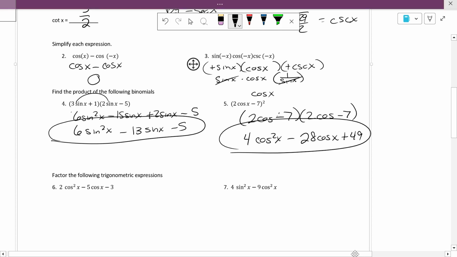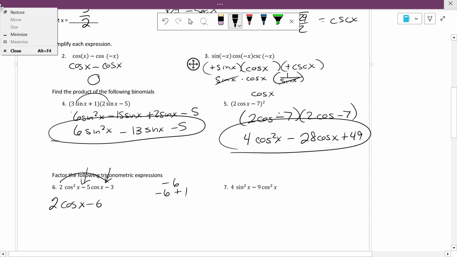Now we have to factor. So multiply first and last terms, you get negative 6. What are factors that add up to negative 6 that have opposite signs? Well, negative 6 and a positive 1, right? Because they have to have opposite signs, and the bigger one is negative. So you write 2 cosine of x minus 6 and 2 cosine of x plus 1. Greatest common factor of this is 2. Greatest common factor of this is 1. So it's cosine of x minus 3 times 2 cosine of x plus 1.